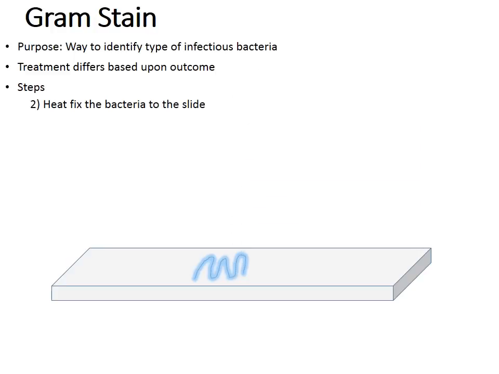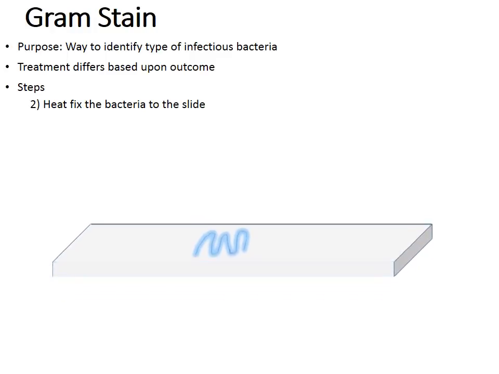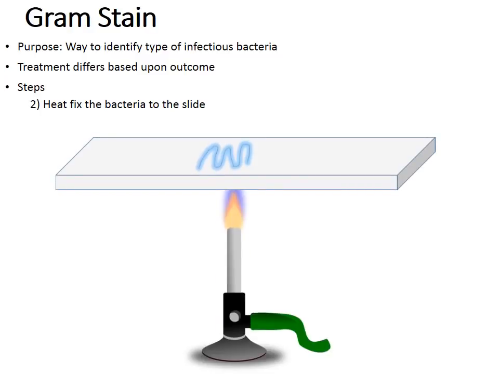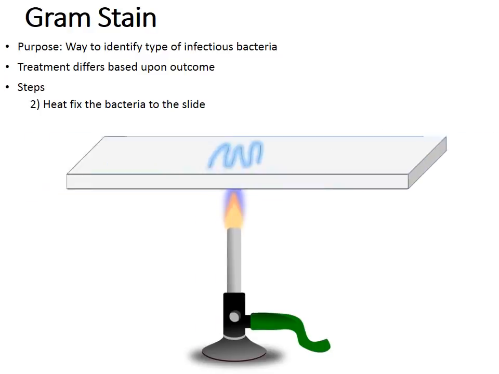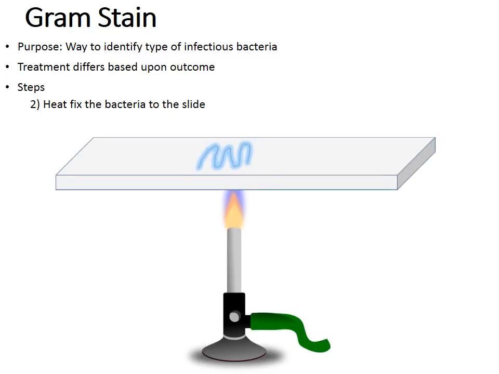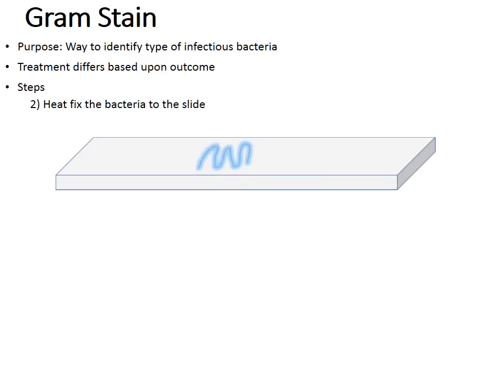So the next step we're going to do is fix the bacteria to the slide so they don't get washed away when we do the upcoming steps in the gram stain. We're going to do that by taking our glass slide and passing it over an open flame a few times, and the heat will fix the bacteria to the slide. As I said, this way they don't get washed away when we start using some of the chemicals in the latter steps.